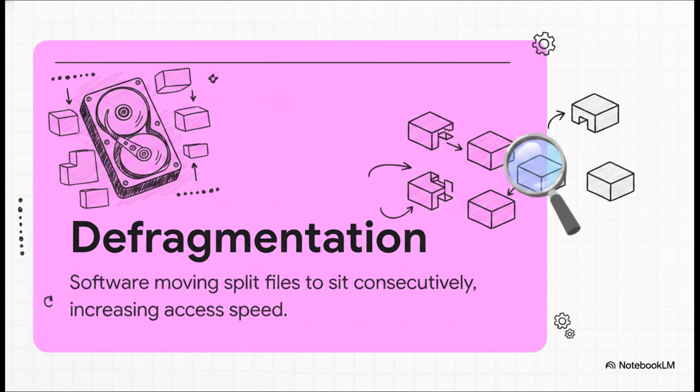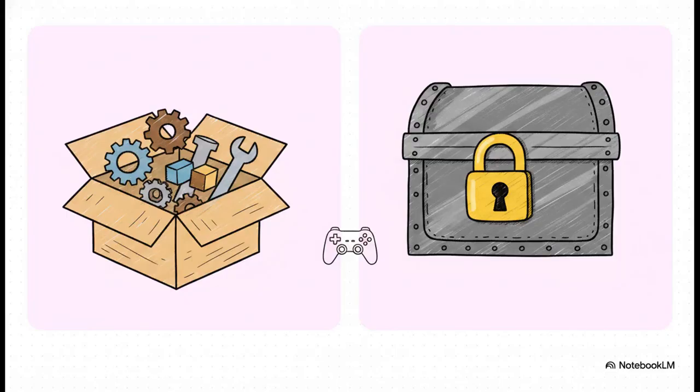Defragmentation software is basically the librarian stepping in, moving all those split files so they sit perfectly consecutively on the disk. This vastly reduces the physical movement required by the drive's read head, and it makes your data access significantly faster. But building software brings up a massive philosophical and financial dilemma for developers, which is captured in a really fascinating 8-mark debate within our blueprint.